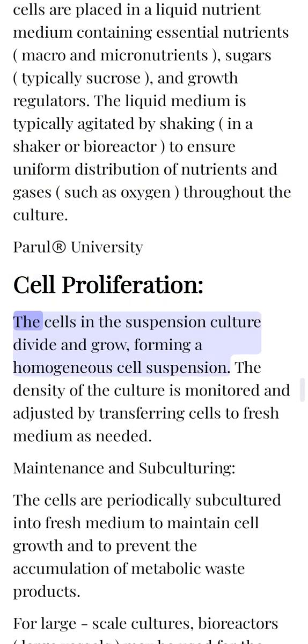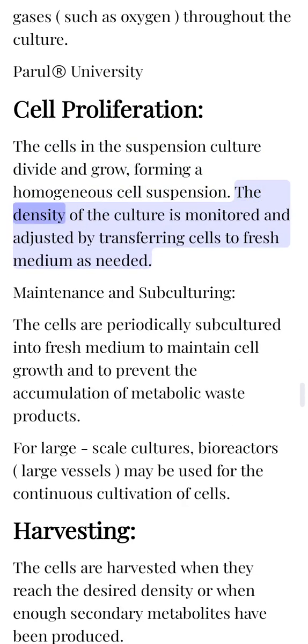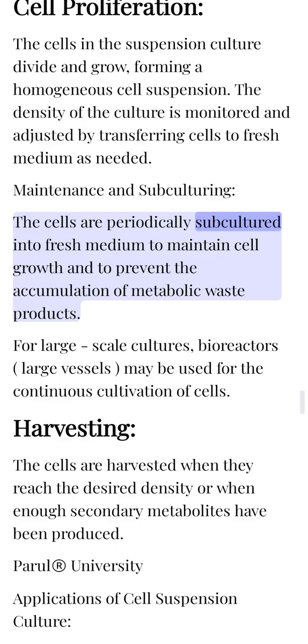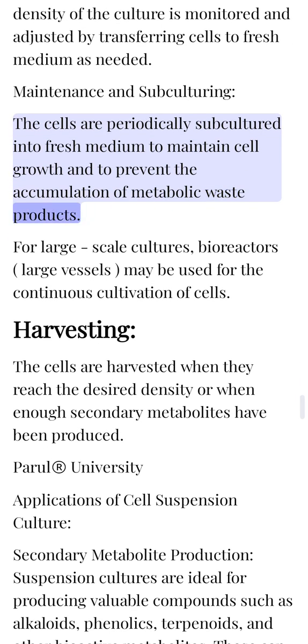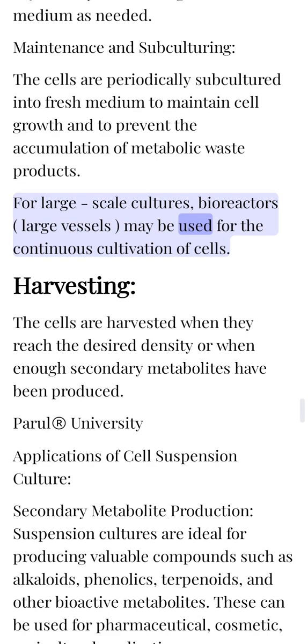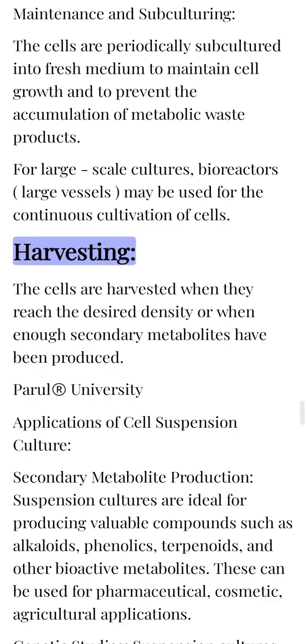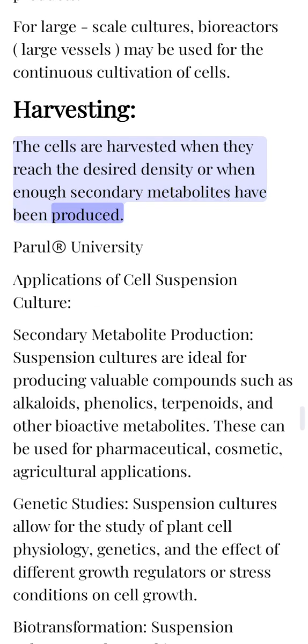Cell proliferation. The cells in the suspension culture divide and grow, forming a homogeneous cell suspension. The density of the culture is monitored and adjusted by transferring cells to fresh medium as needed. Maintenance and subculturing. The cells are periodically subcultured into fresh medium to maintain cell growth and to prevent the accumulation of metabolic waste products. For large-scale cultures, bioreactors, large vessels, may be used for the continuous cultivation of cells. Harvesting. The cells are harvested when they reach the desired density or when enough secondary metabolites have been produced.